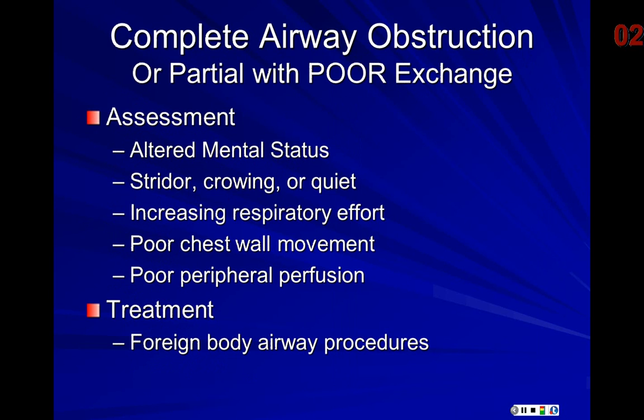Complete and partial airway obstruction with poor exchange. Okay. So assess, is there altered mental status, stridor, crowing, or is it quiet? Okay. And then is there increased respiratory effort, poor chest wall movement? All right, what does chest wall movement tell me? What am I looking for really? They're struggling. Yeah, so if it doesn't move much, there's not much air going in to get it to expand, right? We know this from when we're bagging. We're kind of going, is it moving enough, and am I getting enough air in? That's what we're looking at here, okay? And then, again, do they have poor peripheral perfusion? Then we're going to go with foreign body procedures, okay?